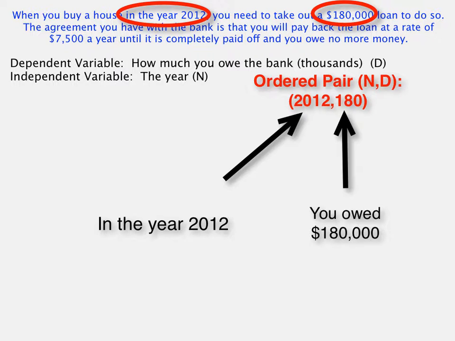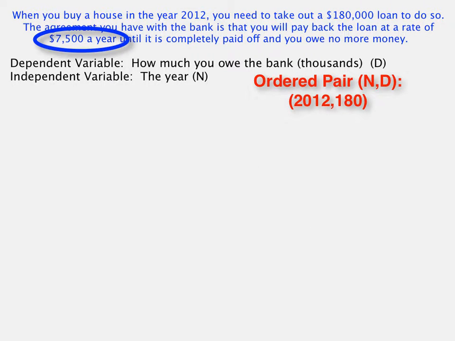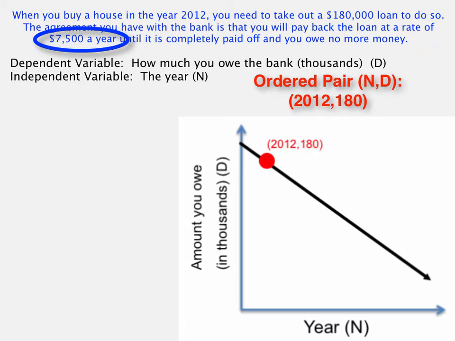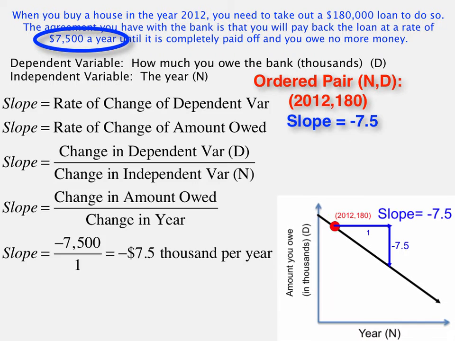Note that we also have a rate of change, or slope, for how much you owe. Remember, we pay back the loan at a rate of $7,500 a year. That rate is exactly the same all the time. So if you were to graph this situation, it would be a line, and that's why it's okay to model it with a linear equation. And my claim is that the slope in this case is negative 7.5. 7.5 represents $7,500, and that's how much less you owe every 1 year.